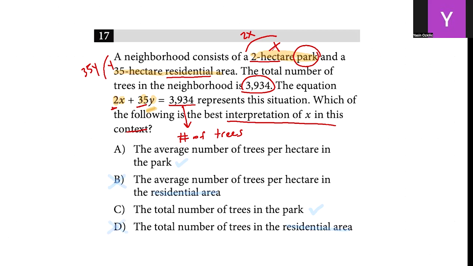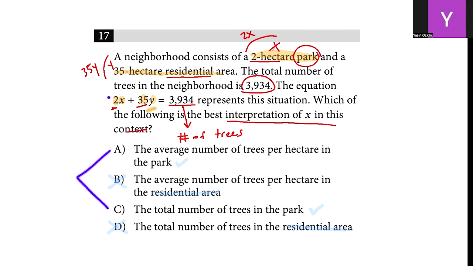Now let's go and check. It says best interpretation. So let's check the answer choices: the average number of trees per hectare in the park, and the total number of trees in the park. They are very close. Do I need the total number of trees, or the average number of trees per hectare? Here, as you see, it's very tricky. Most of the students are going to be confused between A and C here.